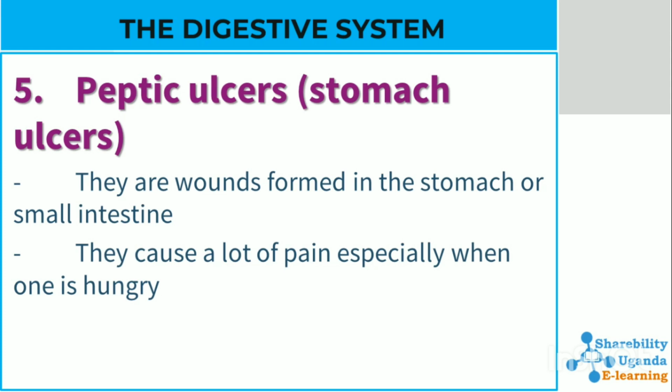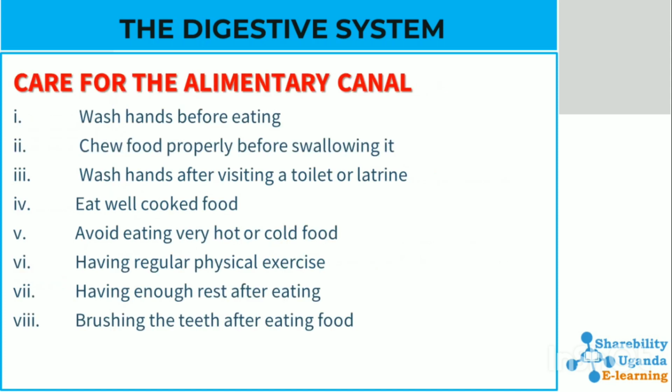How do we care for the alimentary canal? We can care for our alimentary canal, or the digestive system, by washing hands before eating food, chewing food properly before swallowing it, and washing hands after visiting a toilet or latrine. Eating well-cooked food. Avoid eating very hot or cold food. Having regular physical exercises, and having enough rest after eating. Brushing the teeth after eating are some of the ways we can care for the alimentary canal and have a healthy body.